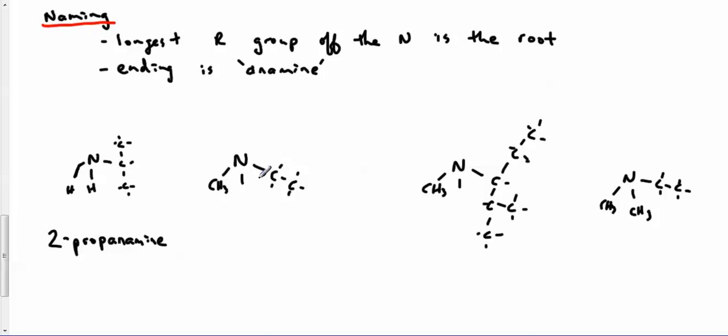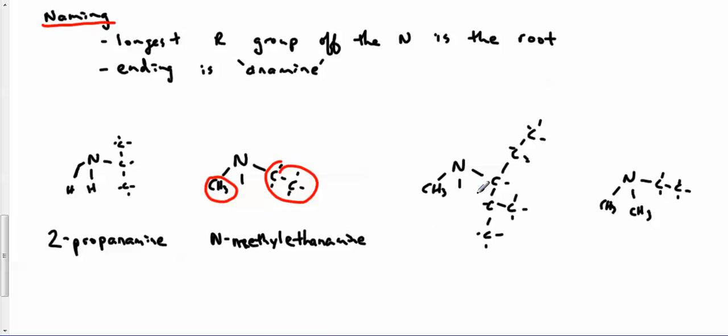Here I've got 2 alkyl groups, one here, one here. The bigger one is this one, so this is going to be ethanamine. But I've got to say where this methyl group is. It's attached where? It's attached to the N. So we actually use the letter N as a locator here. So this is N-methylethanamine.